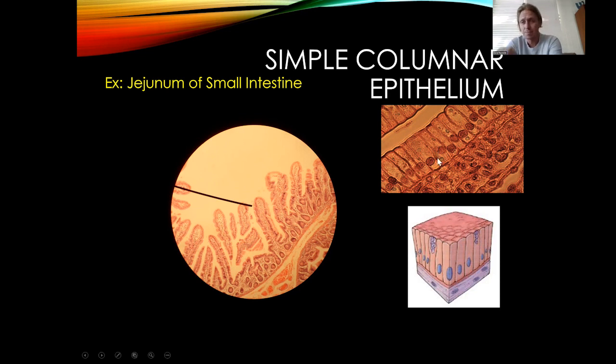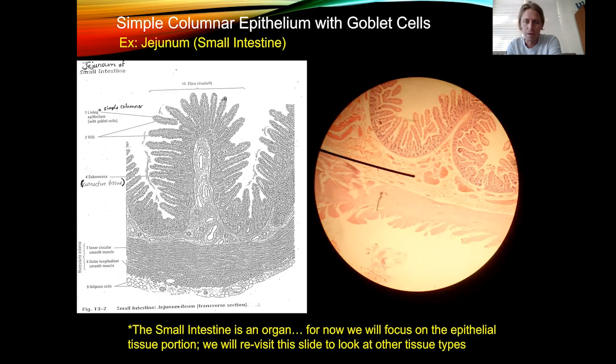A lot of times students get simple columnar and pseudostratified confused. So before we move on, I want you to take a mental snapshot of this image and how it looks. Really pay attention to the nuclei. Do you see how in line those nuclei are? They're almost in a perfect straight line, because each cell is columnar. When we get to pseudostratified, it looks stratified because the cells are actually just different sizes. With pseudostratified, those nuclei are all over the place instead of in a perfect straight line like the simple columnar are.